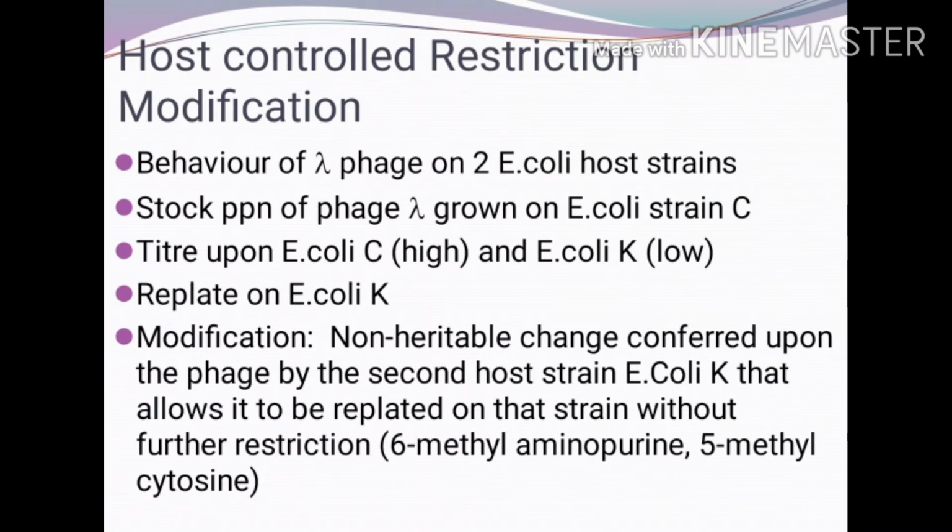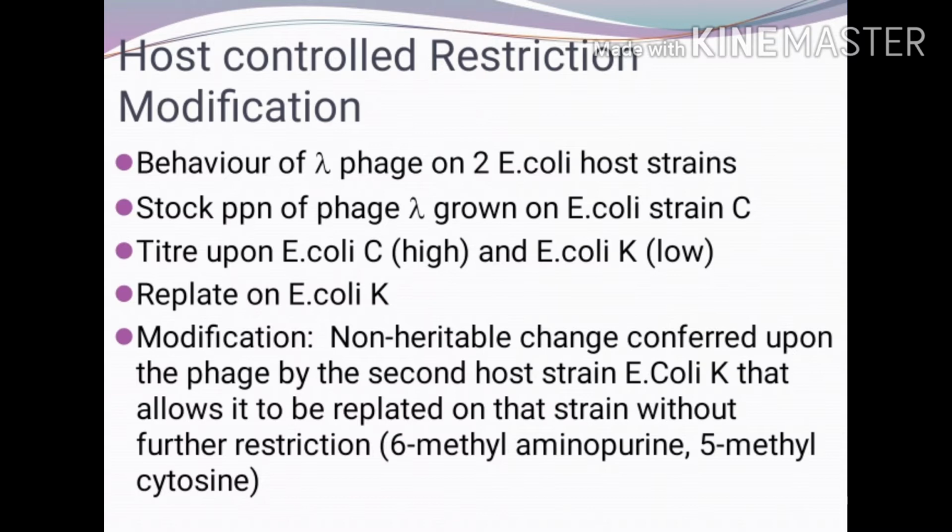Behavior of lambda phage on two E. coli host strains explains the restriction modification system. Stock preparation of the phage lambda grown on E. coli strain C was allowed to infect E. coli strain C and E. coli strain K. It was found to give a high titer with E. coli strain C, but with E. coli strain K a low titer was obtained. This indicates that the lambda phage has been restricted by the host.